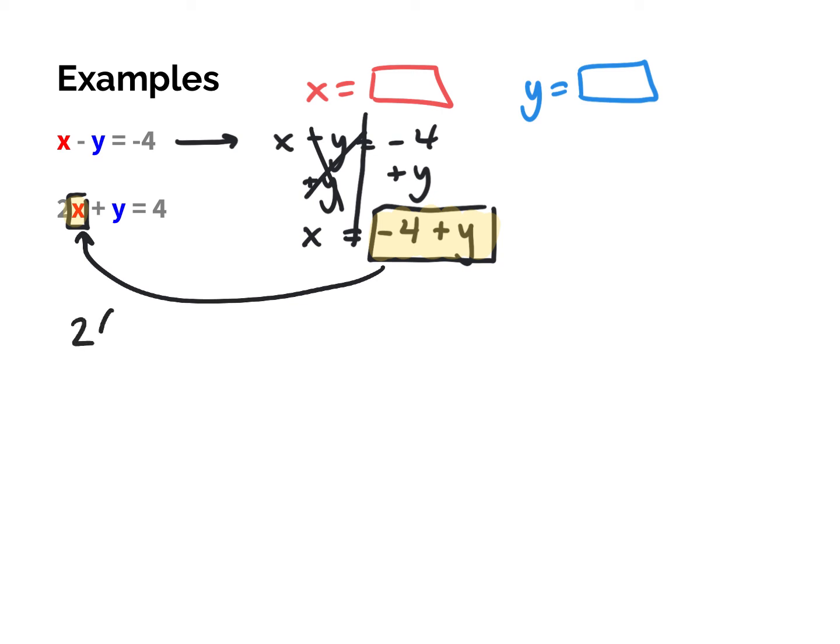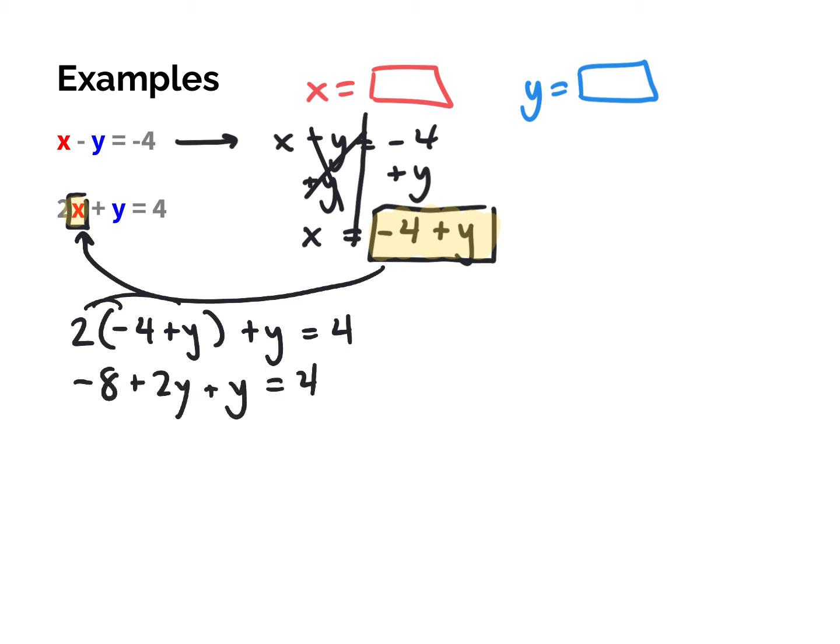So it'd be 2. Now, 2x means I'm multiplying, so I'm going to take negative 4 plus y and plug it in right there. Then I would have plus y equals 4. And notice now I have an equation that just has y in it. So to simplify, I would distribute that 2 and get negative 8 plus 2y, and then plus y equals 4. I have 2y and y, so those would give me 3y, then negative 8, and then equals 4.